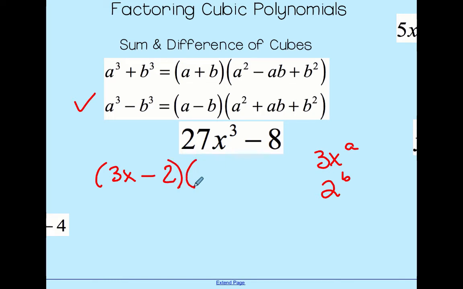Then I square the first term. 3 times 3 is 9. X times x is x squared. Then I go ahead and multiply them together. 3x times 2 is 6x. And it gets a plus sign according to the rule. And then I go ahead and square the second term, 4. So it's 3x minus 2 times 9x squared plus 6x plus 4, all multiplied out.